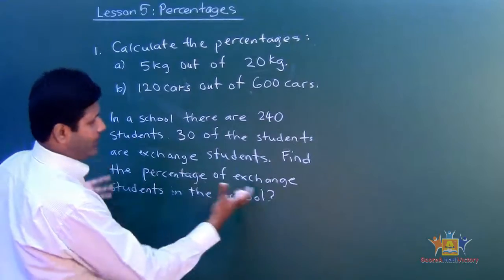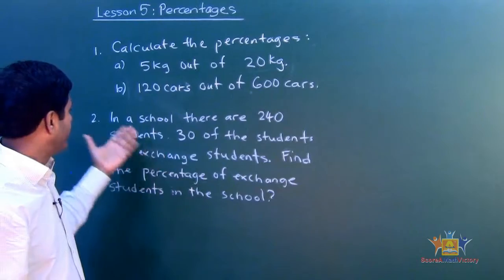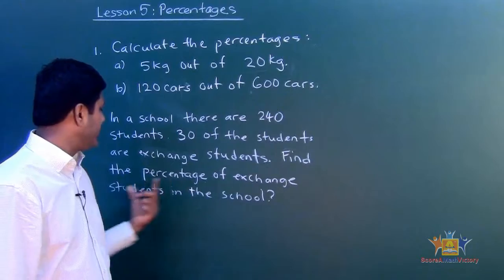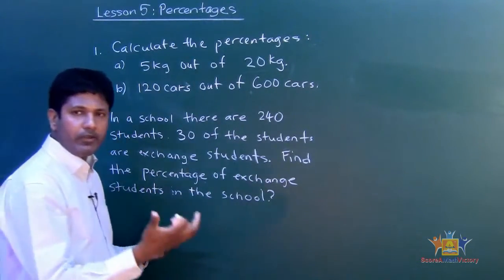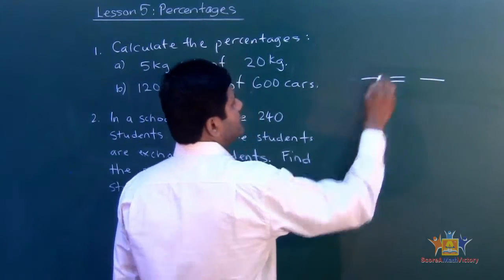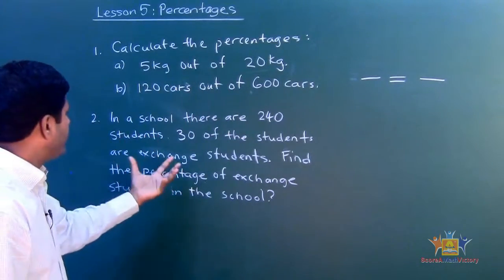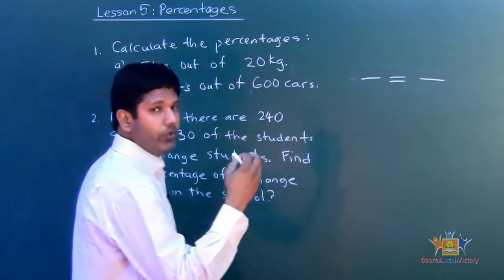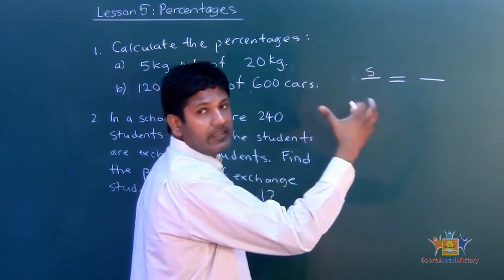But look, I kind of make it look like a day-to-day explanation, with the kind of words I used. You know, in a school there are 240 students. 30 of the students are exchange students. Find the percentage of the exchange students in the school. Alright? So, okay, what method are we going to use? The aeroplane method. Okay, so we're going to put the equal sign and the 2 wings. Alright, first let's extract the information. What are we looking for? The percentage for 30 students. We don't know the percentage, so we're going to give it a variable. We're just going to give it S, the percentage for 30 students.